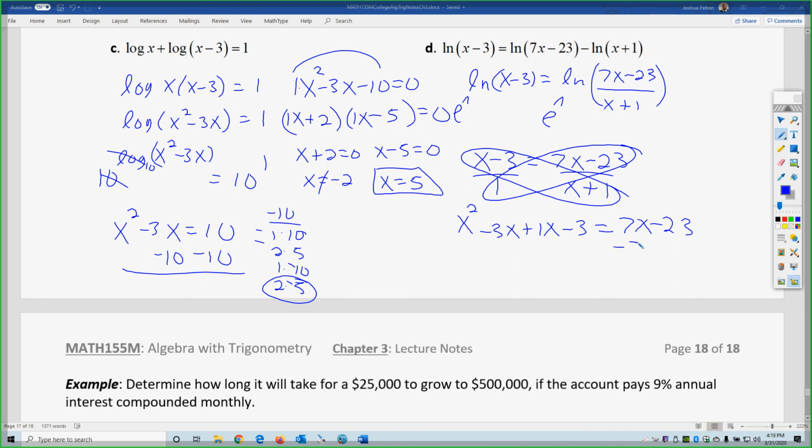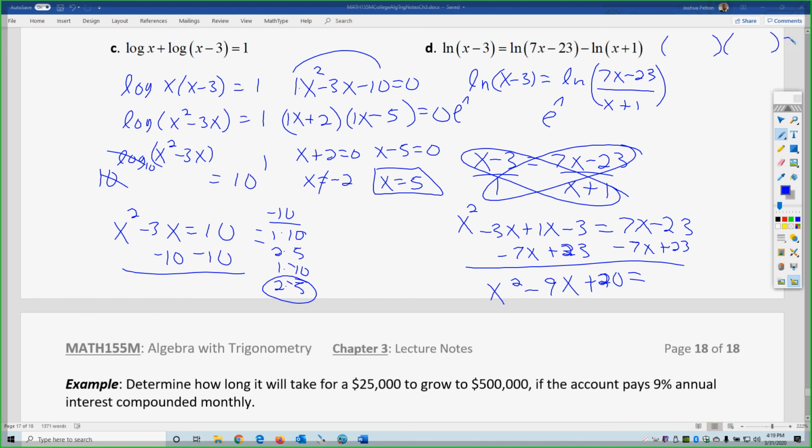So we'll minus 7x and add 23. Okay, so x squared, let's see. That's minus 3 minus 7 is minus 10 plus 1 is minus 9. And then 23 minus 3 is 20. Okay, so we can factor that up now, get our answers. We'll go over in the corner.